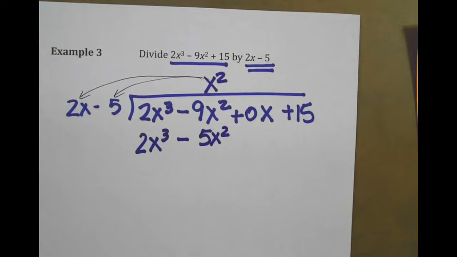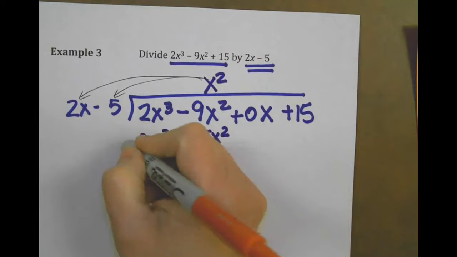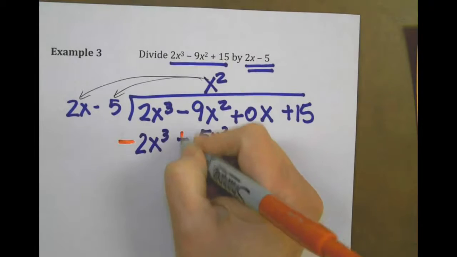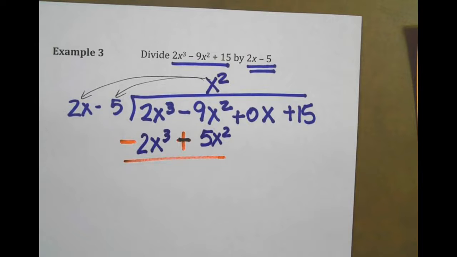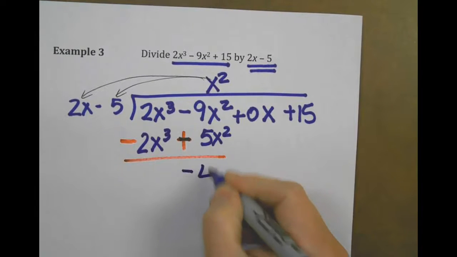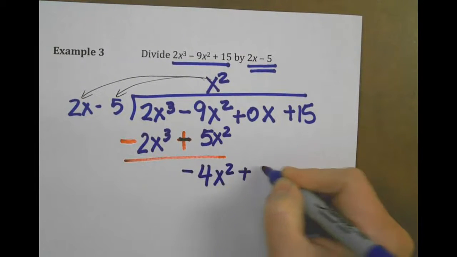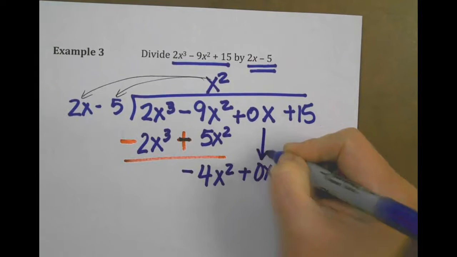The next step is dividing. On dividing is subtracting. Subtracting is the same thing as adding the opposite. Change the signs and add the columns. The 2's cancel, and this one right here is equal to 4x squared. Bring down the next column.